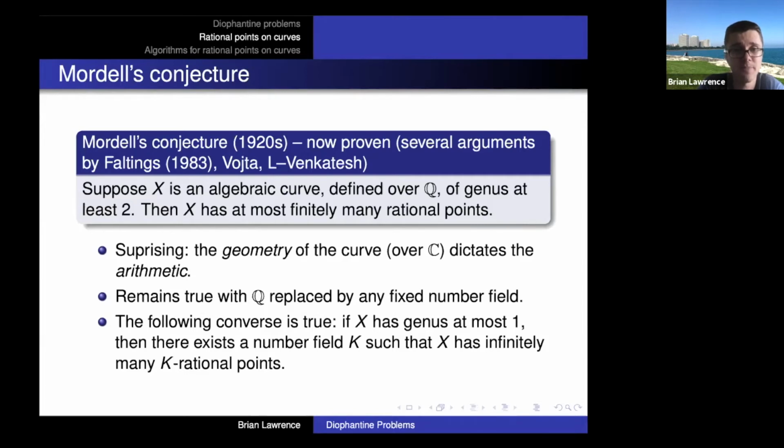There's a converse to Mordell's conjecture, which says that a curve of genus 0 or 1 will have infinitely many rational points, after maybe passing to a larger number field. But for any curve of genus 0 or 1, there's a fixed number field over which it acquires infinitely many rational points.